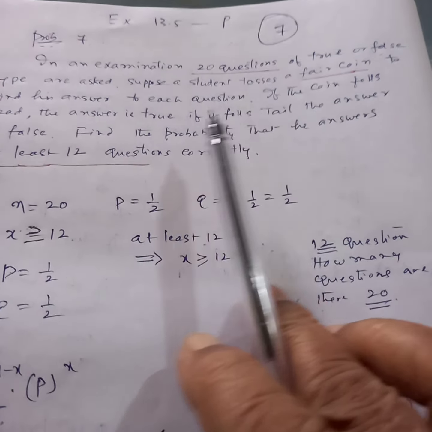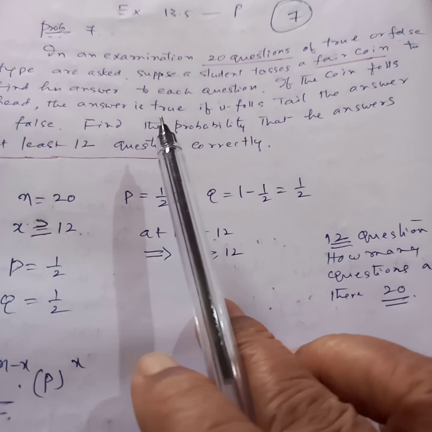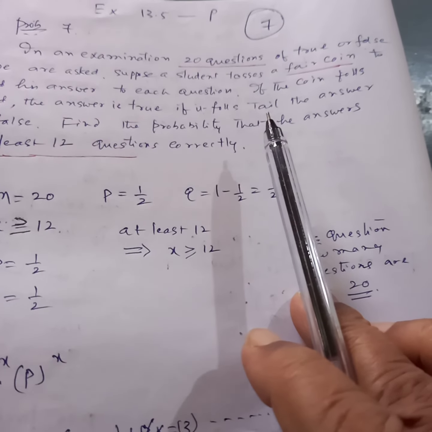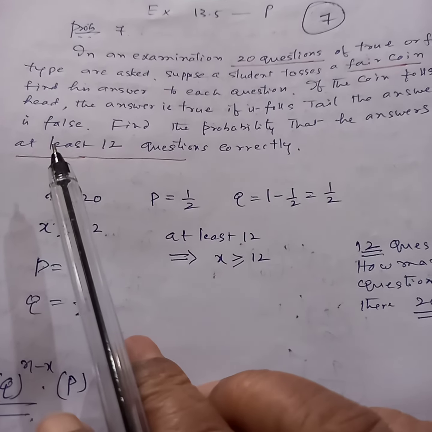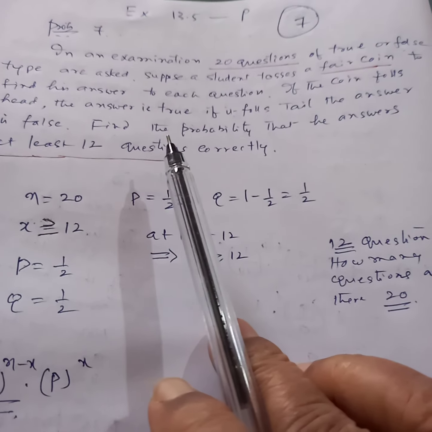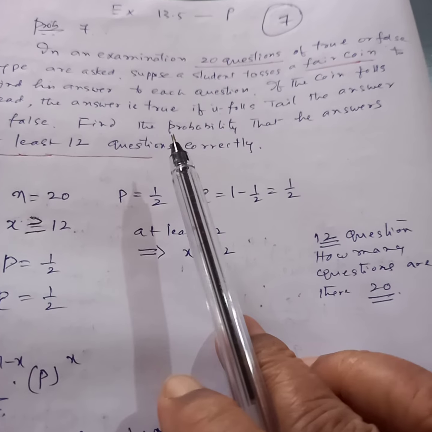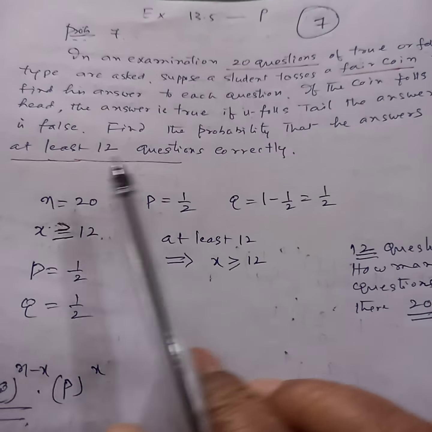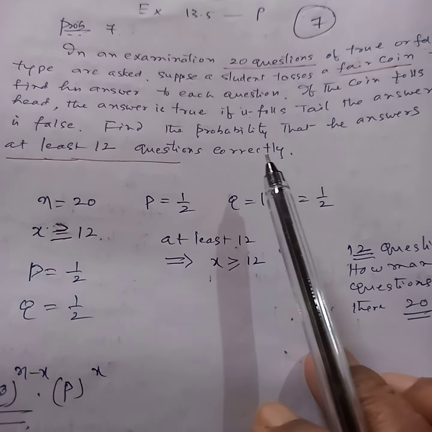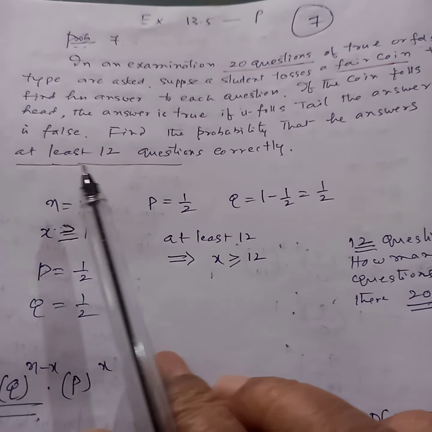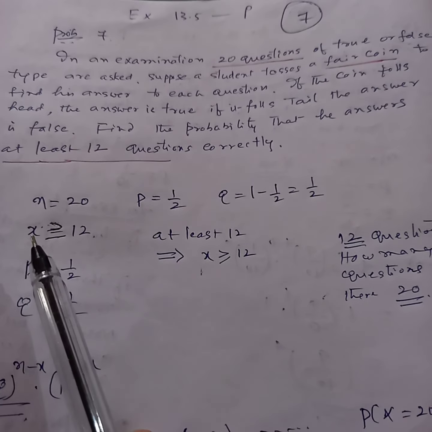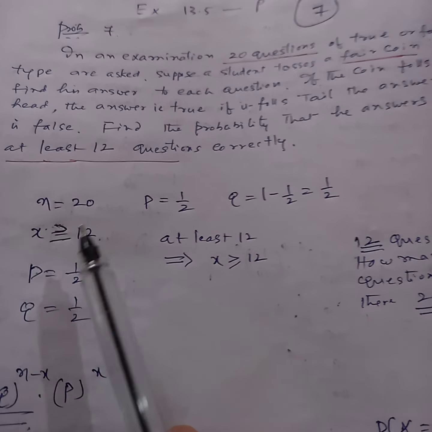If the coin falls head, the answer is true. If it falls tail, the answer is false. Find the probability that he answers at least 12 questions correctly. He answers at least 12 questions means the value of x is greater than or equal to 12.